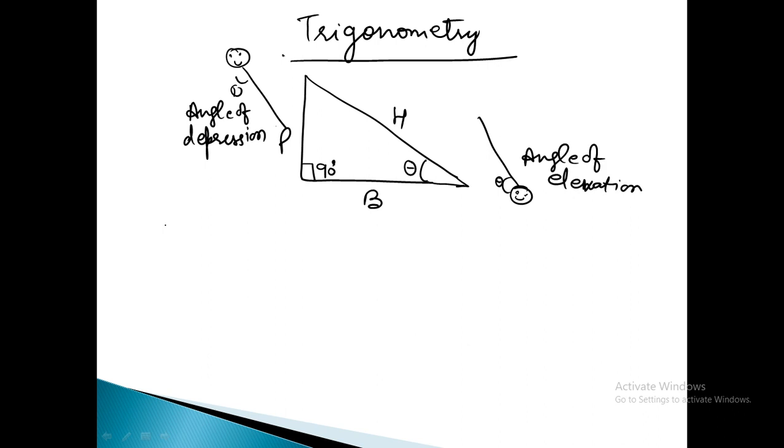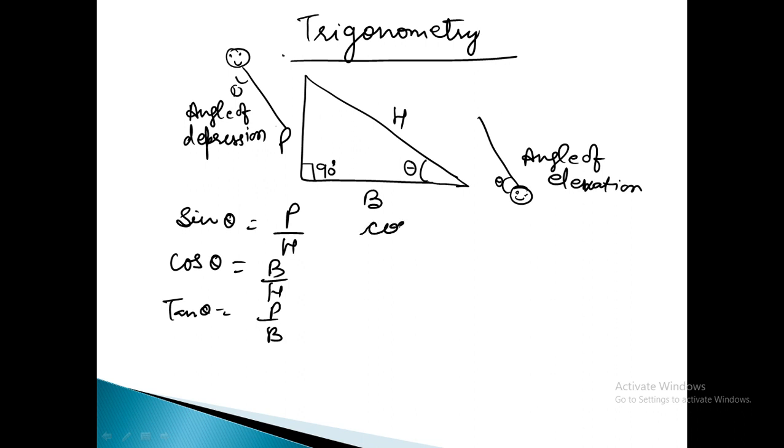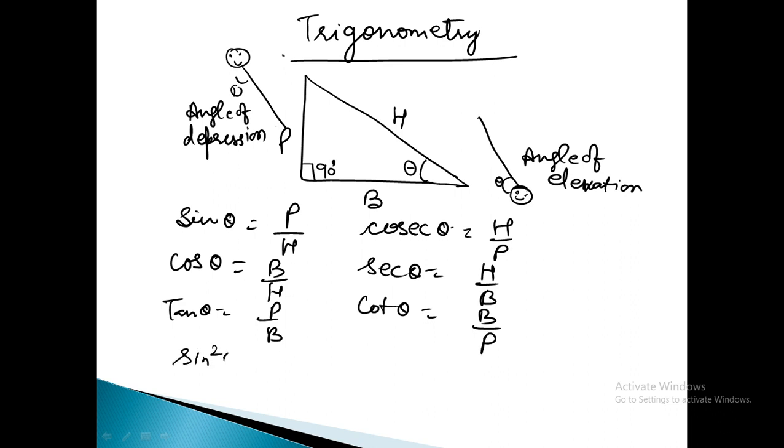And the basic formulas are, first sin theta, that is equal to P over H, cos theta, that is equal to B over H, tan theta, that is equal to P over B, and sin's reverse is cosecant theta, that is equal to H over P, cos's reverse is secant theta, that is equal to H over B, and tan's reverse is cot theta, that is equal to B over P. And sin square theta plus cos square theta, that is equal to 1.